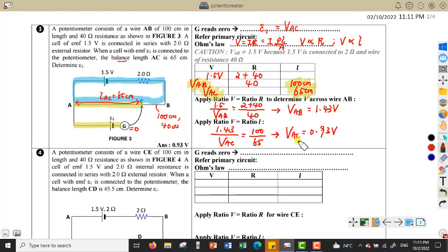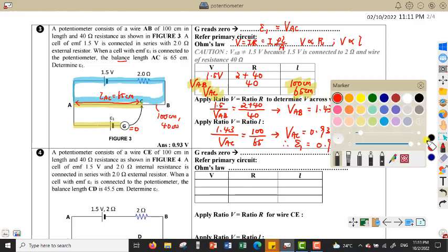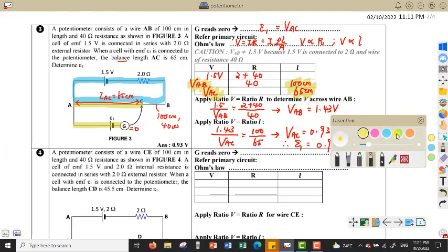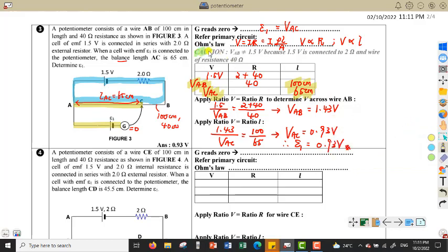So it means that our E1 must equal 0.93 volts. So we have already determined the unknown voltage for the battery E1. Okay, so this is how we solve the question. Just you have to be cautious with this one. Always remember, be cautious when our primary circuit not only has the wire, but we also connect to an external resistor.